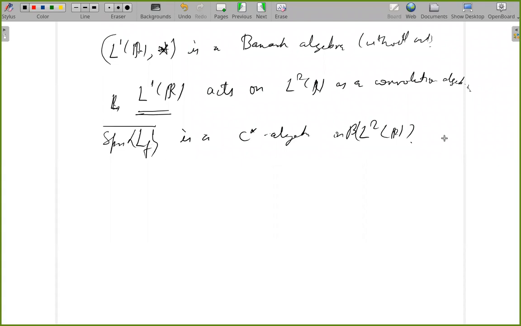You can show that LF minus identity always has norm bigger than half. So even this C-star algebra, look, these are somewhat different. This is a Banach algebra, where we're not really talking about any representation of L1R. Here we're very specifically talking about a certain representation. So there is a certain difference between these.